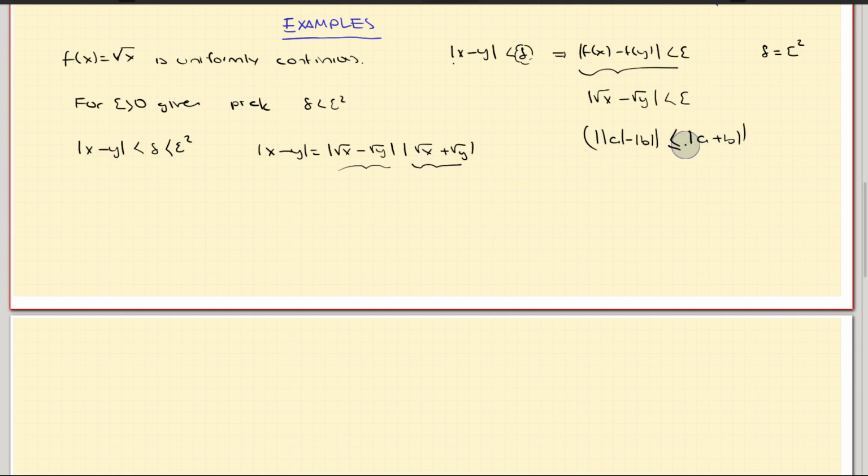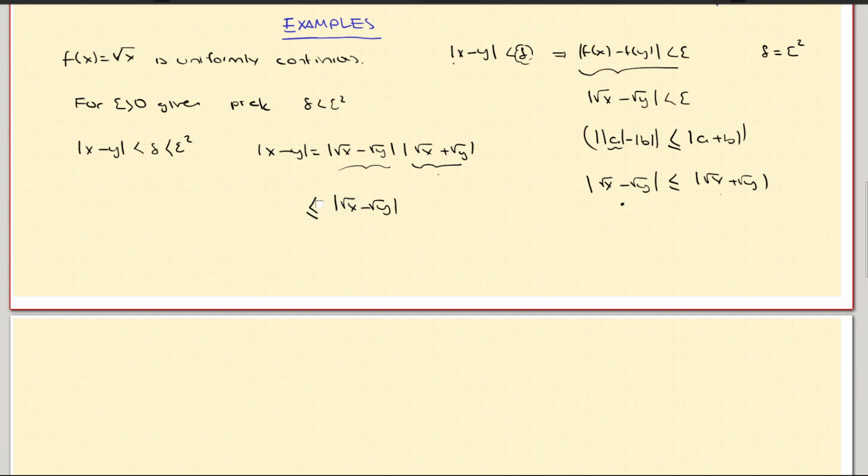Remember this inequality. But in our case, x and y are always positive, so we can write this: the absolute value of the square root of x plus the square root of y is greater than the square root of x minus the square root of y. So we have this inequality here, right? This term is greater than this one. So we can write this, where we replace this term with a smaller value.